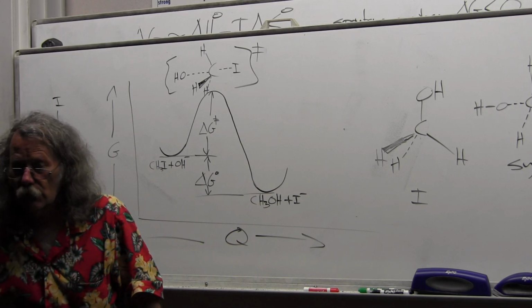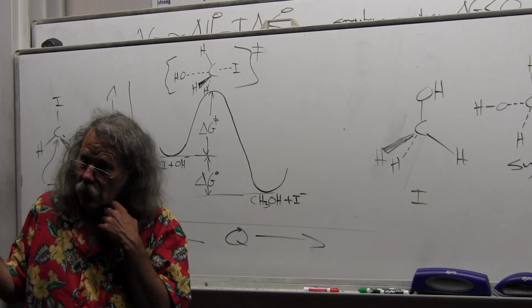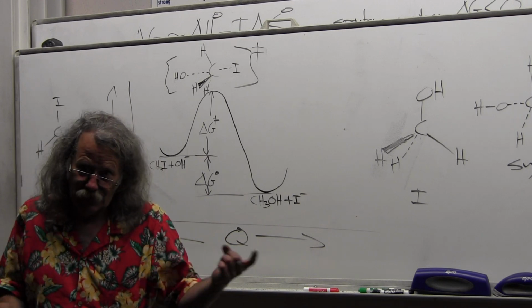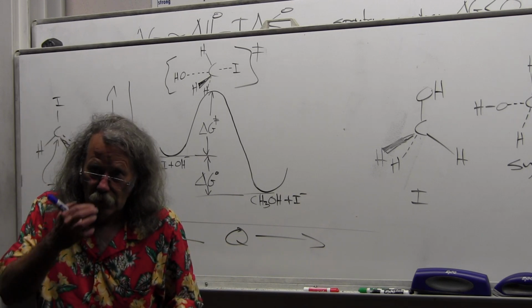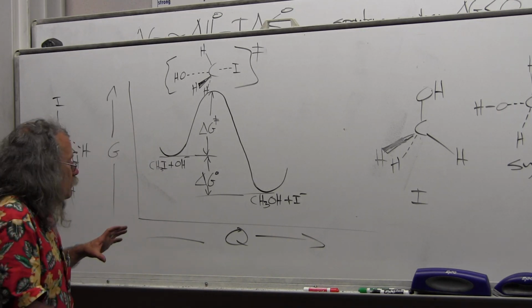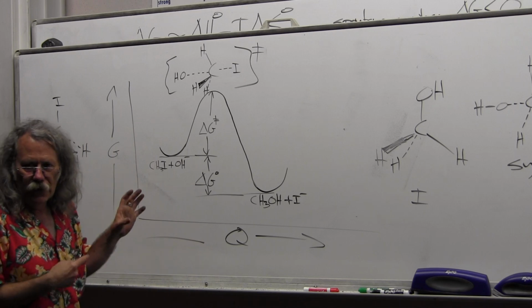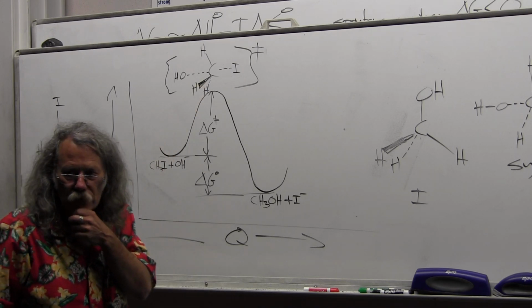And we're going back to the Boltzmann approach, the connection between probability and entropy. There's fewer arrangements of this, so we're having a decrease in entropy going to this transition state.